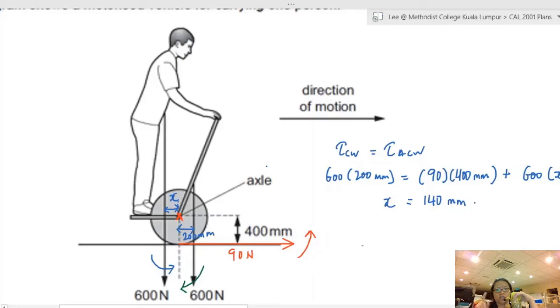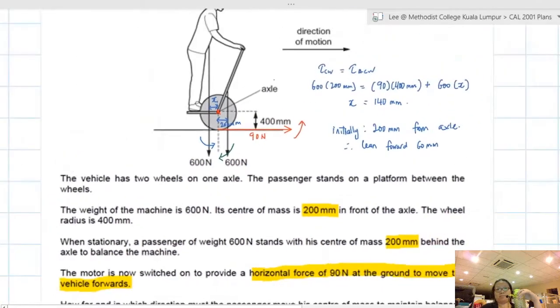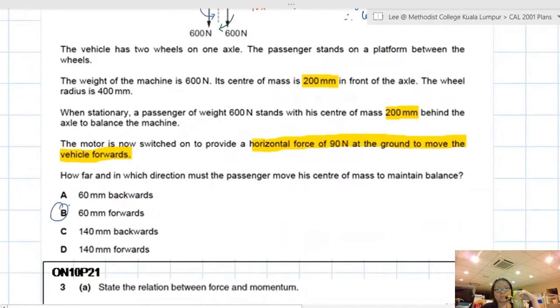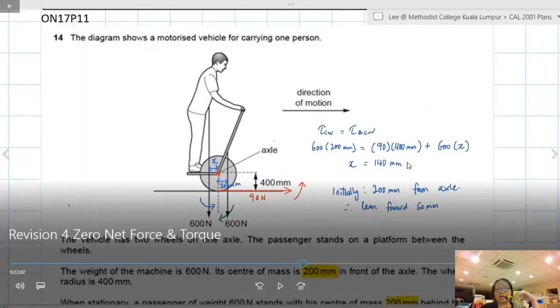Remember, the man was initially 200 mm from the axle. So to reach 140 mm, he needs to lean forward 60 mm. Make sense? So 60 mm forward, so that he can achieve a distance of 140 mm from the axle. Okay.